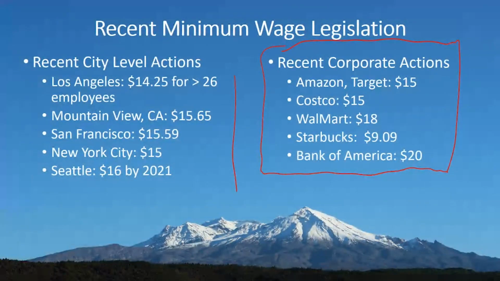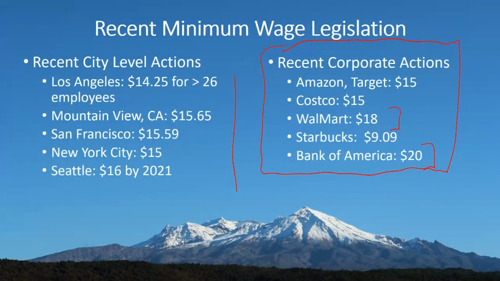Amazon and Target are now paying their workers at the minimum $15 per hour, as is Costco. Walmart is up to $18 per hour in some localities or jurisdictions. I don't know if that's across the board for Walmart. Starbucks only $9.09. That might be old. They might have increased it more recently.